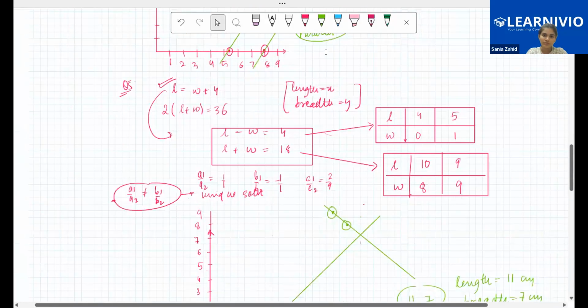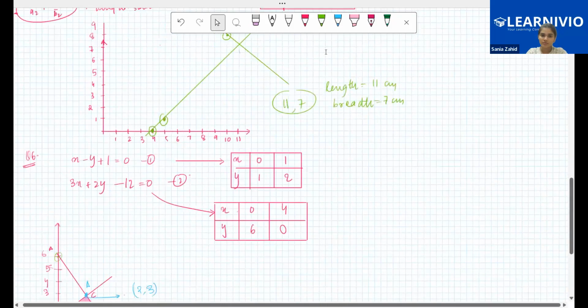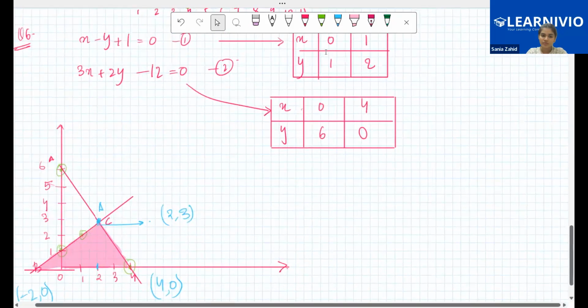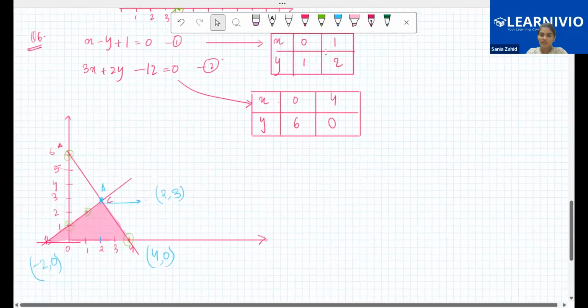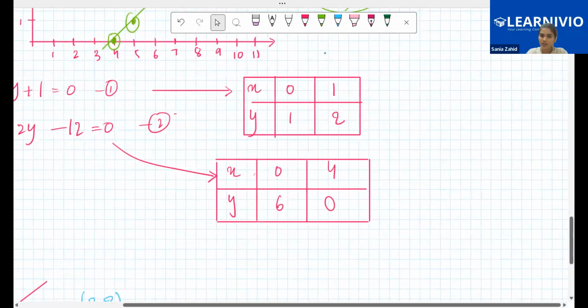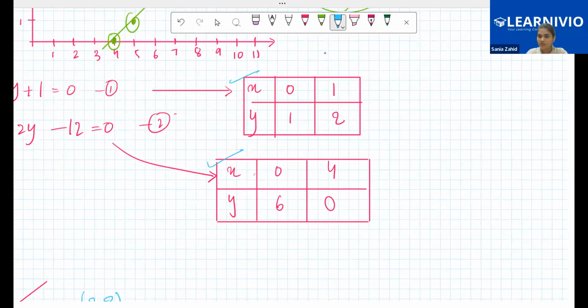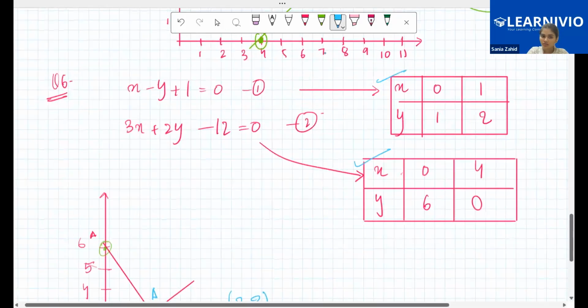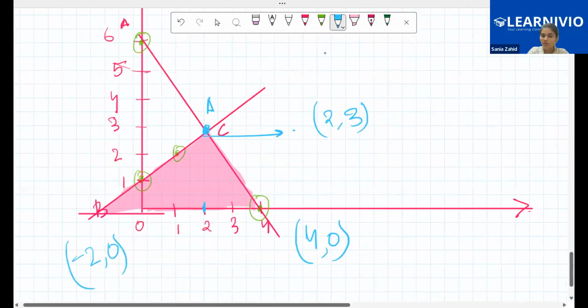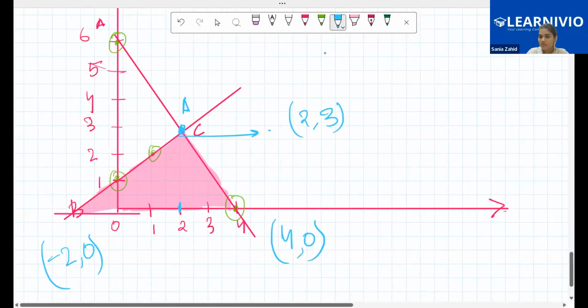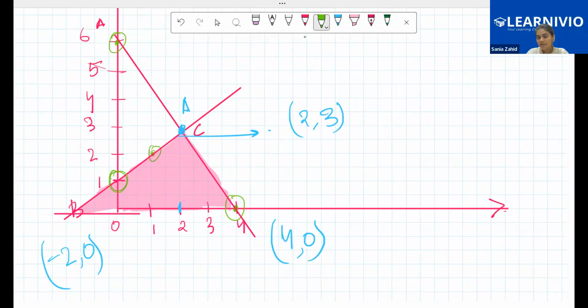Ma'am, I got different answers. What is your answer? I got 3 comma 2. First tell me, is this table correct? Like, did you get the correct table like this only? Yes. Okay, so let's plot 0 comma 1. Where are you plotting 0 comma 1? When x is 0 and y is 1, you should be getting the first point over here. Are you getting the first point like this? Where have you marked 0 comma 1?